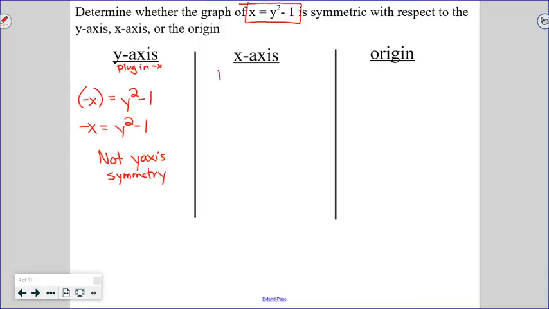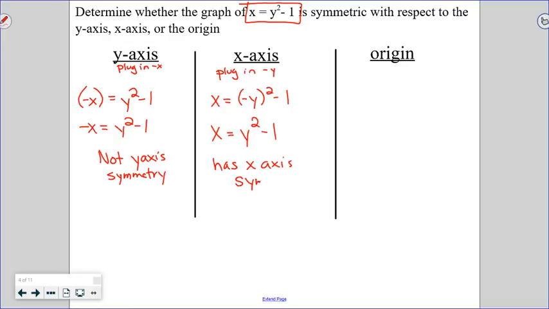For the x-axis, we plug in negative y, the other letter, always the other letter. And then we try cleaning it up and matching the original. Initially I see that the negative y squared could be written as positive y squared. Does this match our original? Yes. So that tells me it has x-axis symmetry. That matches the original exactly.